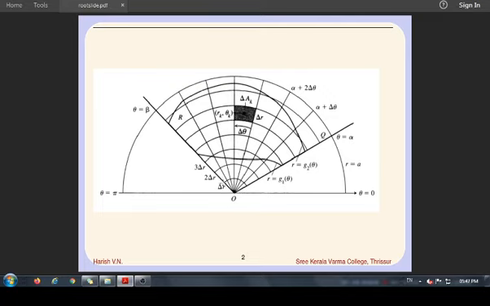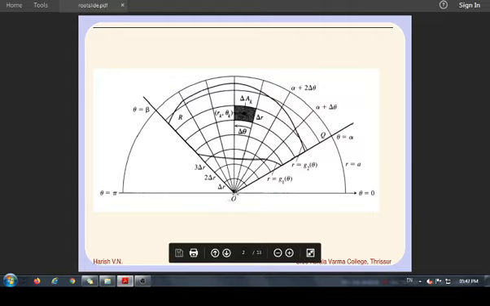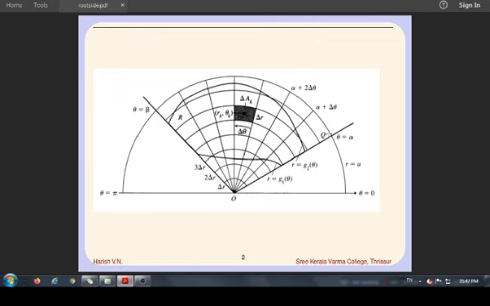Similarly, when you draw these circles r equal to constants, there also you follow a certain rule. So what is that rule? This is r equal to 0 and this is r equal to a. So look at a by n, and that is your delta r. So this circle is of radius delta r, this circle is of radius twice that, that means 2 times delta r. This circle is of radius 3 times delta r, and so on.